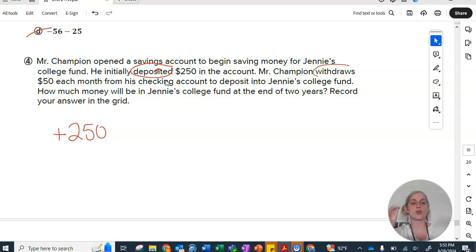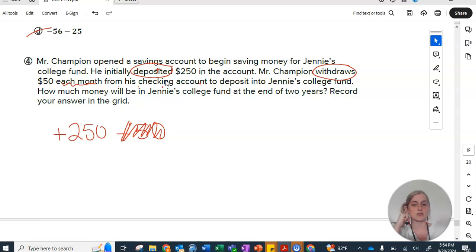Then he withdraws. That means you take out money. Take out is not a positive, it's a negative. $50 each month. Ooh, but wait, I maybe wrote that too fast. This is why reading it first is important. From his checking account. We're not talking about his checking account. We're talking about his savings account. So let me scribble that out because it's not taking money out of this account. He is taking it out.